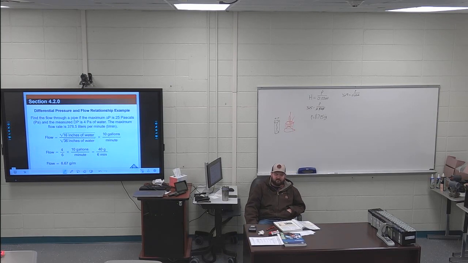Right after that equation, I have the first sentence of that next paragraph highlighted. As the formula shows, the flow equals the square root of the measured differential pressure divided by the square root of the maximum differential pressure multiplied by the maximum volumetric flow.